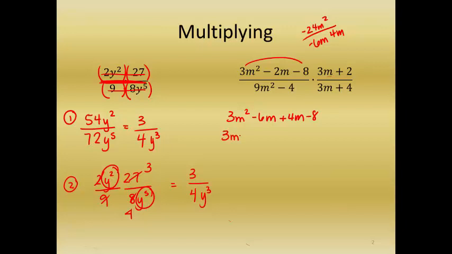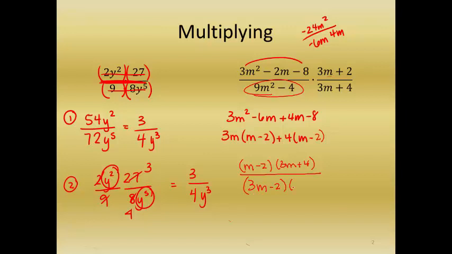So 3m, and I have m minus 2, and then over here I'm going to take out a 4, and I have m minus 2. So I'm not done factoring yet because I have m minus 2 times 3m plus 4. So that's the factor by grouping method. And in the denominator here, I'm going to factor that using the difference of squares. So I have 3m minus 2 and 3m plus 2.